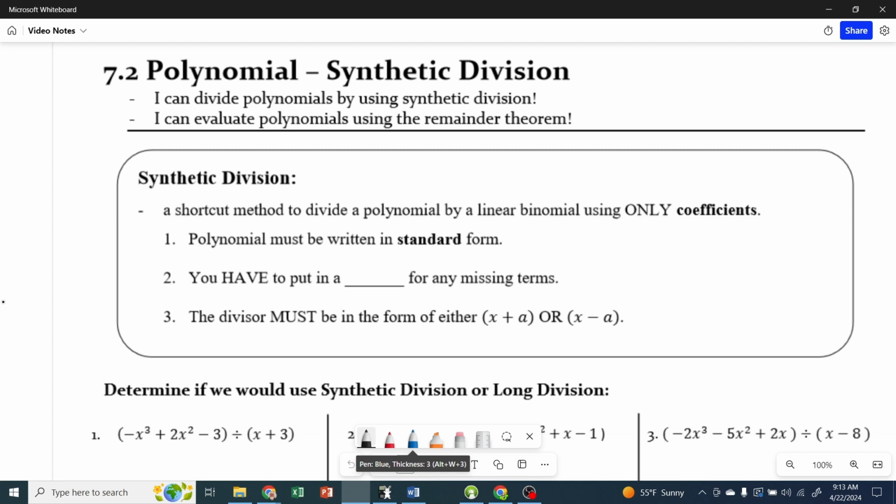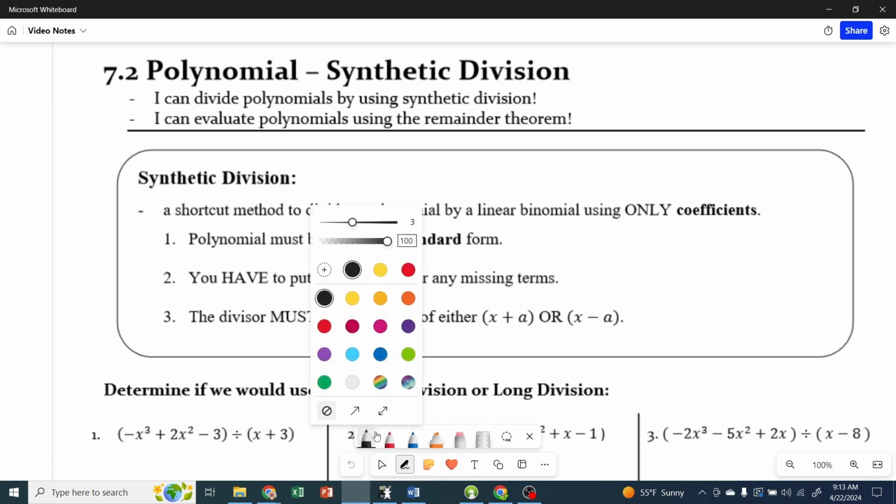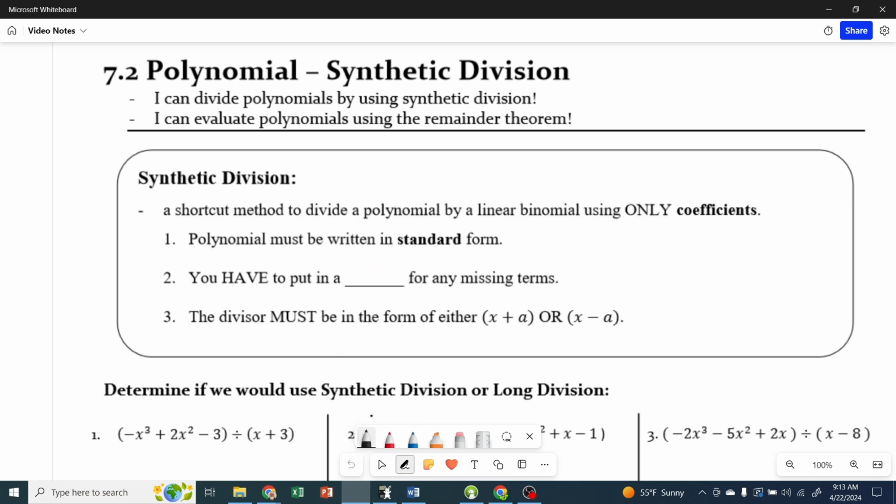Okay, so synthetic division is nothing more than a shortcut method to divide a polynomial by a linear binomial using only coefficients. The rules are you have to have the polynomial written in standard form. You also have to put a 0 in for any missing terms. And the divisor must be in the form of x plus a value a, in this case, or x minus a.